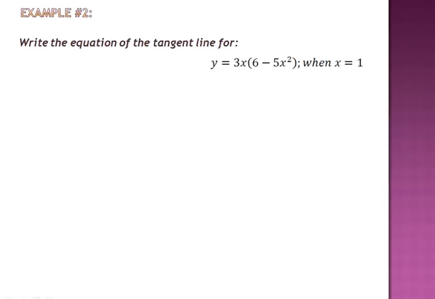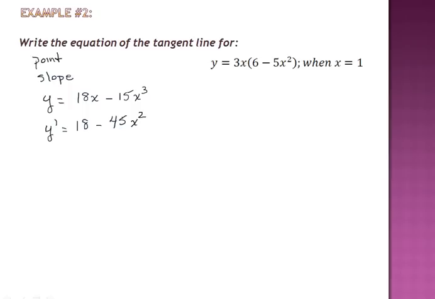Example 2. They want us to write an equation of the tangent line for y equals 3x times (6 minus 5x squared). So I know I need a point and I need a slope. My slope is the derivative, y prime, but I don't have a rule for a product. So I have to rewrite it into something that I do have a rule for. So 3x times 6, 18x. 3x times 5x squared, 15x cubed. Now to derive it, I get y prime is equal to 18 minus 45x squared.